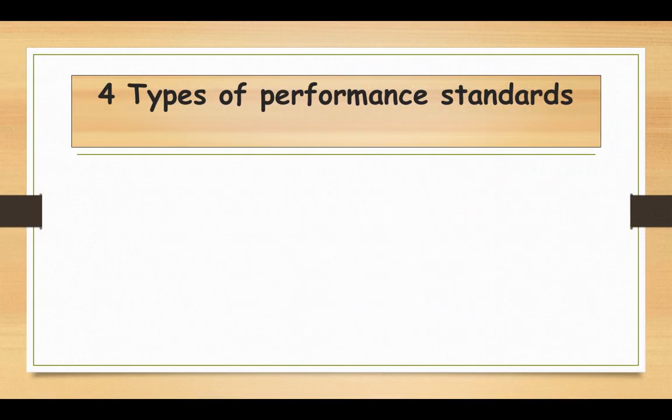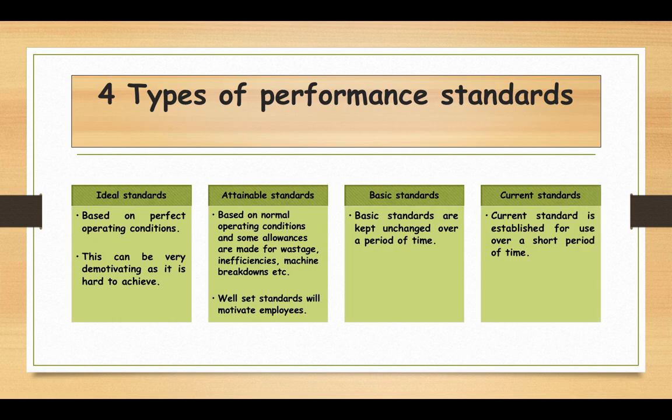There are four types of performance standards. The first one is ideal standards. These standards are based on perfect operating conditions. That means no wastage, no inefficiencies, no idle times, no machine breakdowns. These standards expect an optimal level of efficiency. These can be very demotivating as they are hard to achieve.